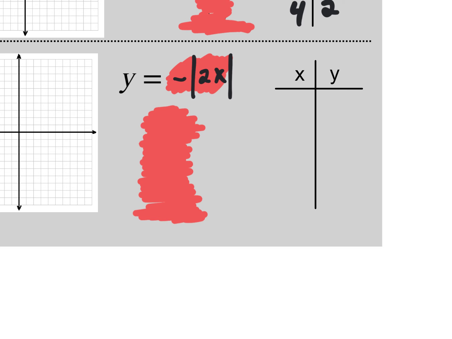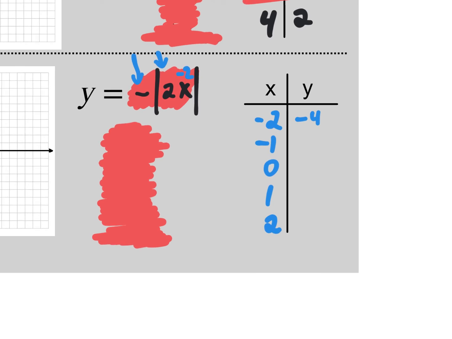Okay, I'm going to put in -2, -1, 0, 1, and 2. And that should cover most of the things that people picked. Maybe not all of them. That's okay. On the test, I'll have to grade each individual point that you picked. So if I put in -2, I'd get 2 times -2 is -4. Absolute value of that is 4. Negative on the outside brings it back to -4.